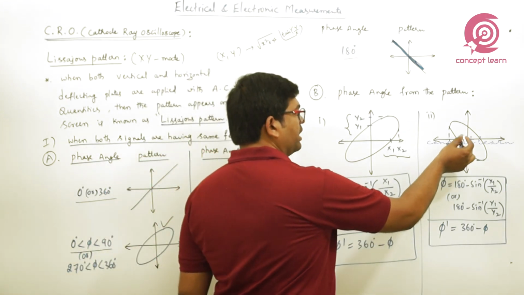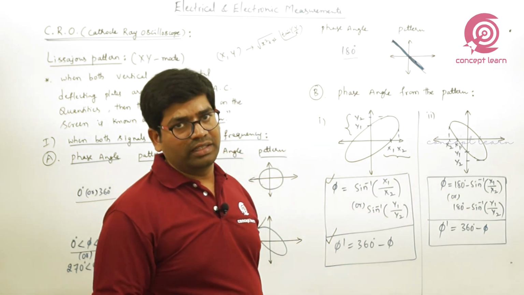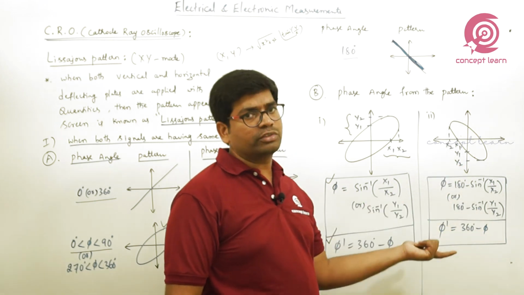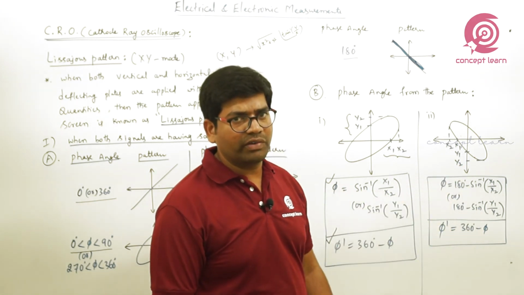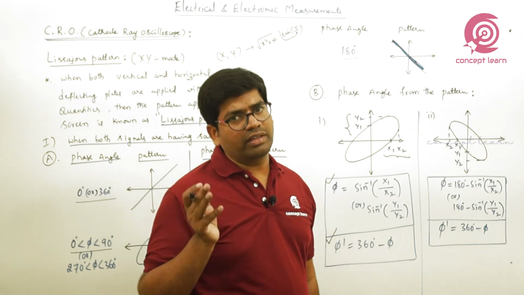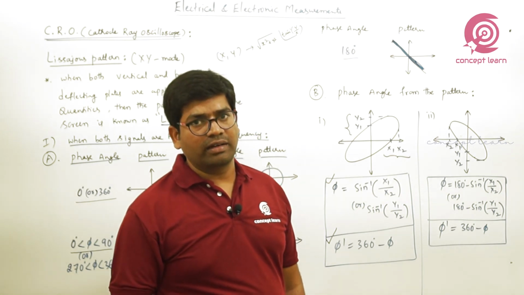Suppose it is in the second and fourth quadrant, how do we find the phase angle in the second quadrant? 180 minus. So same concept, 180 minus sine inverse x1 by x2, or 180 minus sine inverse y1 by y2, to find the phase angle. Another possibility is there, for that we follow 360 minus that phase angle, right?